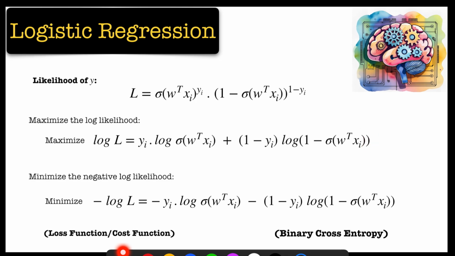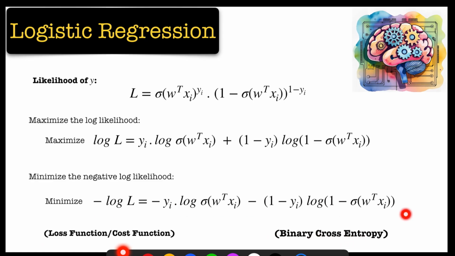So instead of maximizing the log likelihood, we can minimize the negative log likelihood, right? So we'll be minimizing the negative log likelihood. We're just taking the negative here. Minus yi times log of sigmoid of W transpose xi minus 1 minus yi times log of 1 minus sigmoid of W transpose xi. So this is the loss function or the cost function for our problem, for our algorithm. And this is also called the binary cross entropy.